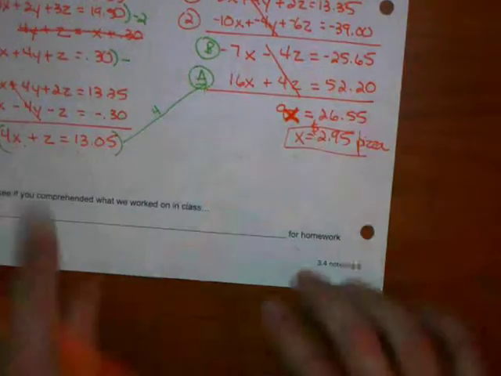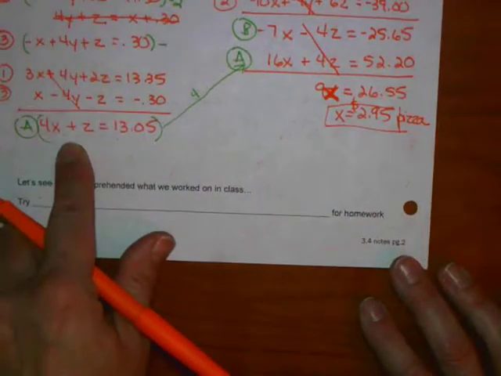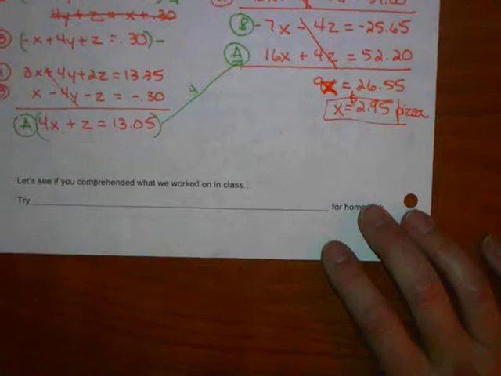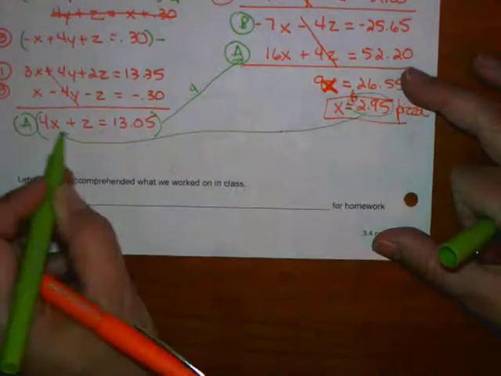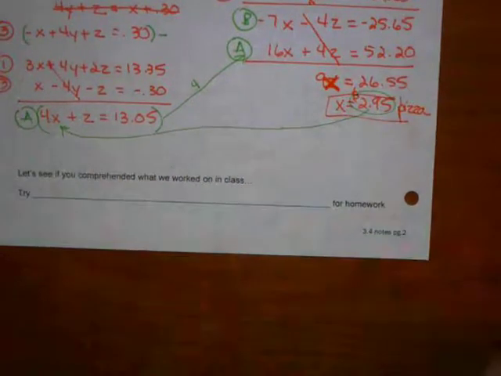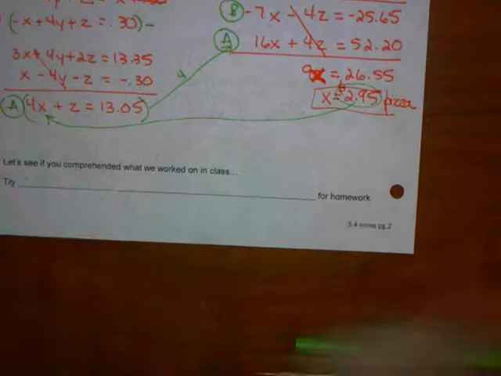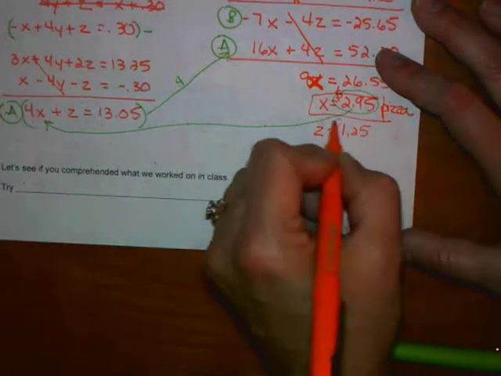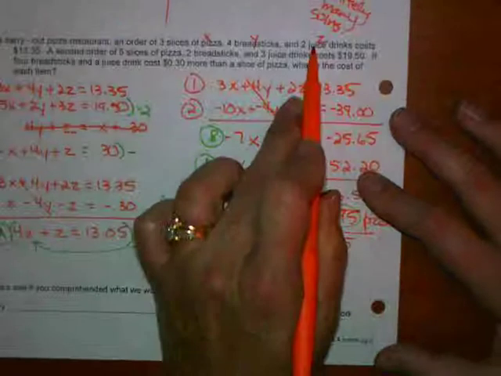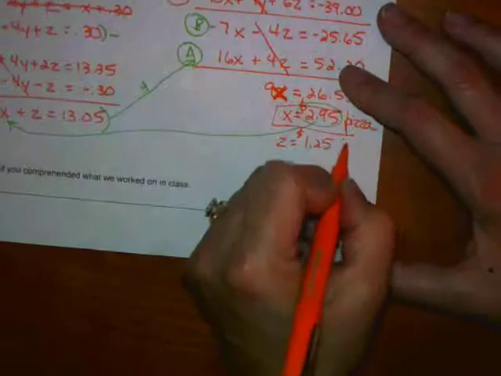Let's find an easy place. Let's do this for z. Plug it into here and find z. So you take this, plug it into here, and when you do that, you get z is $1.25. And what was that? What did we write that as up here? Juice. That's your juice.